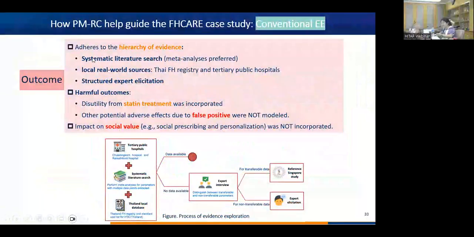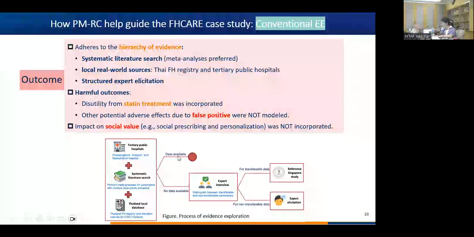Next, please. For the outcome measurement and evidence generation, following the PMRC recommendation, this study adhered to the hierarchy of evidence to ensure data robustness. The process of data collection is shown in the bottom figure. We first based the input parameters on tertiary public hospitals, systematic literature search, and Thailand local database. Please note that meta-analysis was performed for parameters with multiple data points gathered from published studies.